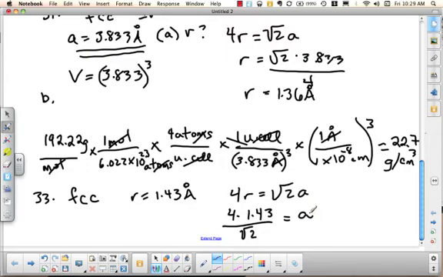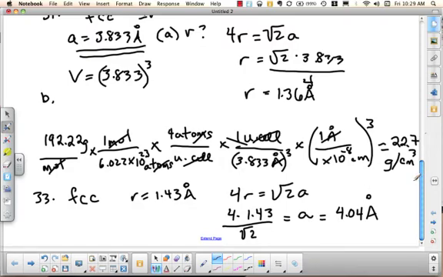Okay, so 4 times 1.43 divided by square root of 2. And I get 4.04 angstroms as the length of the unit cell, which is the correct answer for C, sorry. For B, it's asking you, what is the coordination number of each aluminum atom?